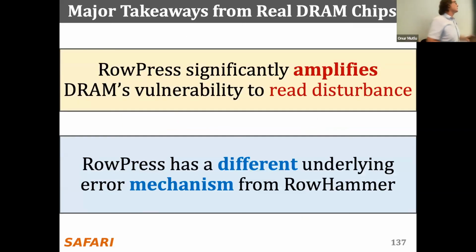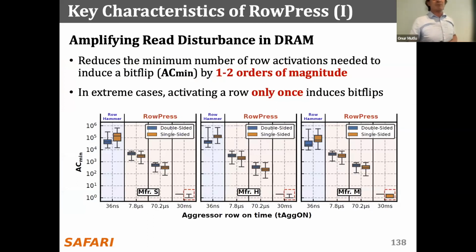So essentially, there are two key conclusions that we have. RowPress significantly amplifies vulnerability to read disturbance and has a different underlying mechanism than RowHammer. So these are results from real chips. This is the RowHammer domain, let's say. You keep the row open only for 36 nanoseconds. This is where you keep the row open for 7.8 microseconds, which is allowed by the standard. You keep the row open for 70.2 microseconds, which is also allowed by the standard if you push the refreshes or pull the refreshes early.